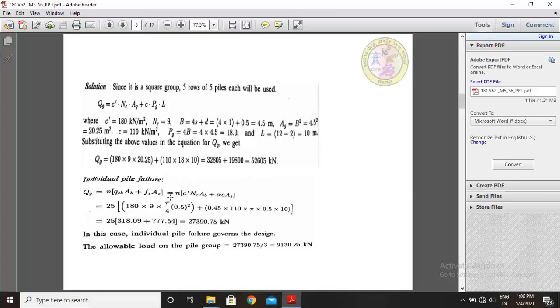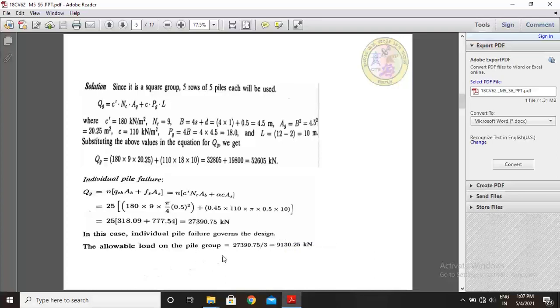Then for individual pile failure, Qg equal to N into (QEB into AB plus Fs into As). So use this concept: N equal to C dash into Nc into AB plus Fs, that is alpha C into As. So substitute the values. Finally we are getting Qg equal to 27390.75 kilonewtons. In this case, individual pile failure governs the design.